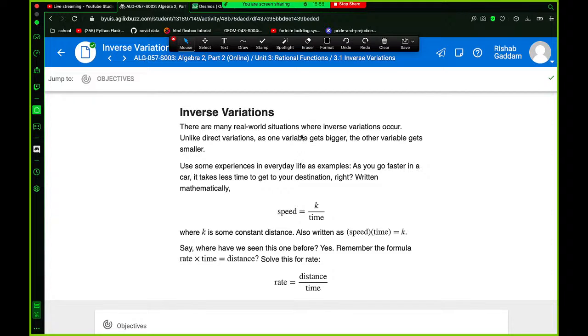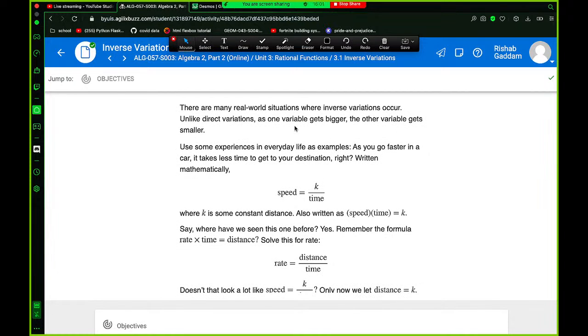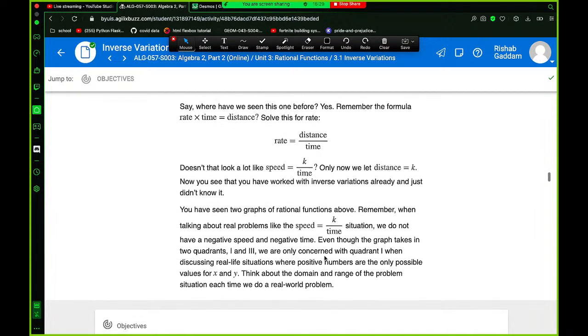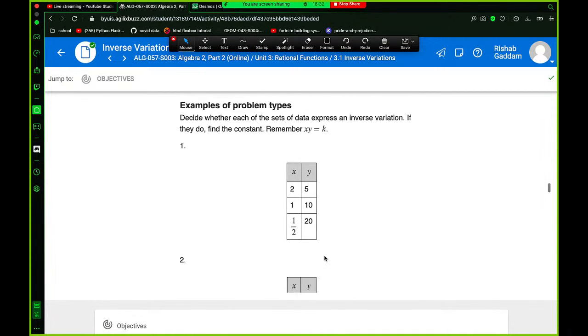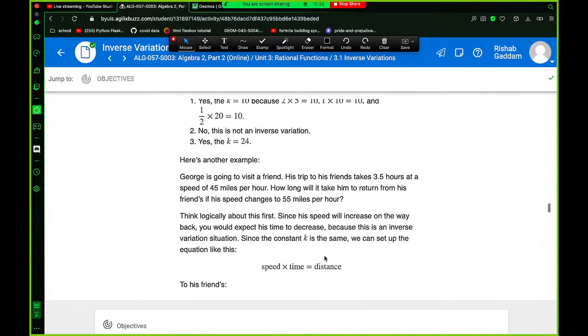There are many real world situations where inverse variations occur. Unlike direct variation, as one variable gets bigger, the other variable gets smaller. Use some experiences in everyday life as examples. As you go faster in a car, it takes less time to get to your destination, right? Written mathematically, where k is some constant distance, also written as speed times time equals k, and that is the distance formula. That's pretty cool.